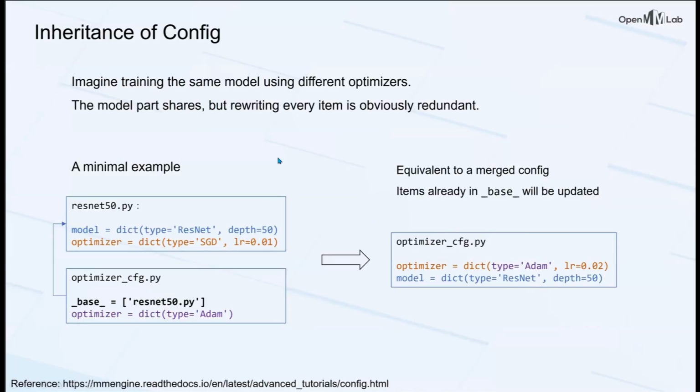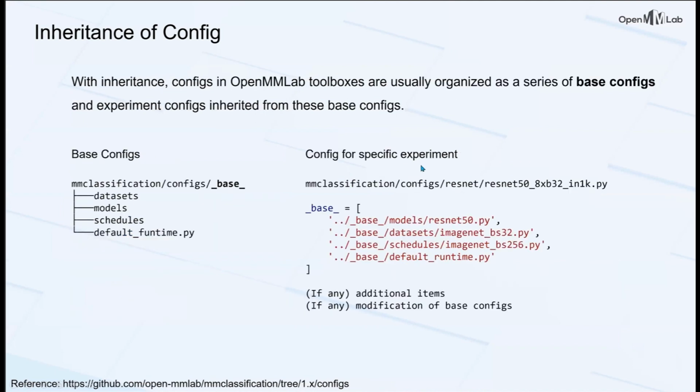Config inheritance is also heavily used in OpenMMLab projects, and we usually organize base configurations in the base directory, and the configs for specific experiments usually inherit the base configs plus some additional items. In this example, the config is a combination of 4 base configs, including a ResNet 50 model config, an ImageNet dataset config, a common optimizer config for training on ImageNet, and the default runtime configs.